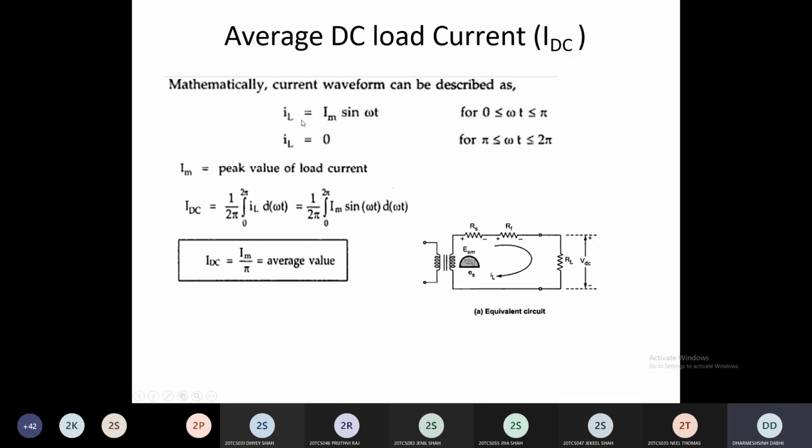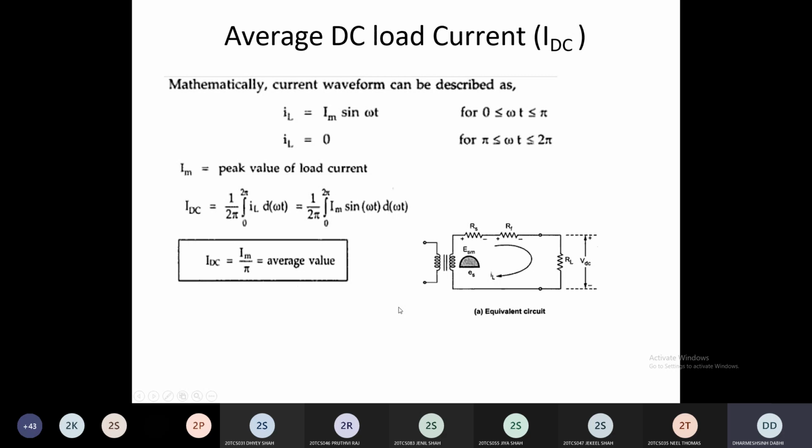First of all, write down this. You get the load current Im sin omega t for 0 less than or equal to omega t less than or equal to pi, and between pi to 2 pi you get 0. Then write down the equation IDC is equal to 1 upon 2 pi integration 0 to 2 pi IL d omega t. But between pi to 2 pi you get 0, so you take only the integration between 0 to pi. And this is the final answer, Im by pi.